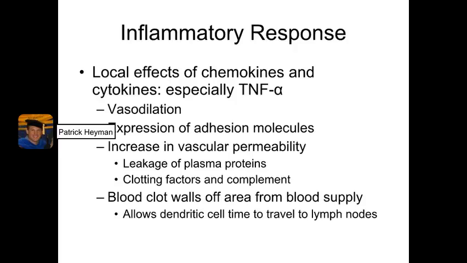Now, in a local inflammatory response, this makes a lot of sense. You want to get blood to the area, you want to allow antibodies and the complement cascade to go into the area so that they can fight off whatever's there, and you want to clot that area off so that whatever is happening is localized to that area. So it's going to prevent the bacteria from getting inside. So TNF alpha is extremely helpful in local inflammatory responses.